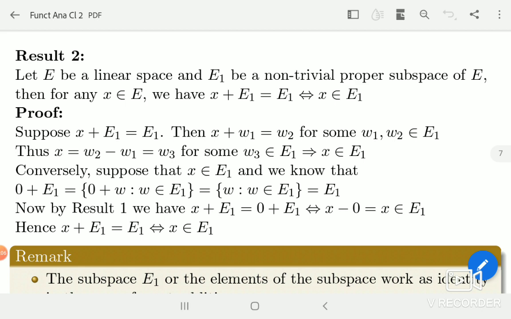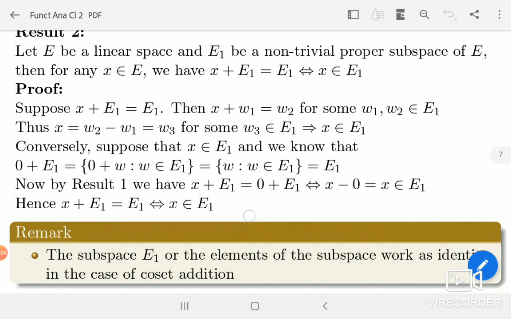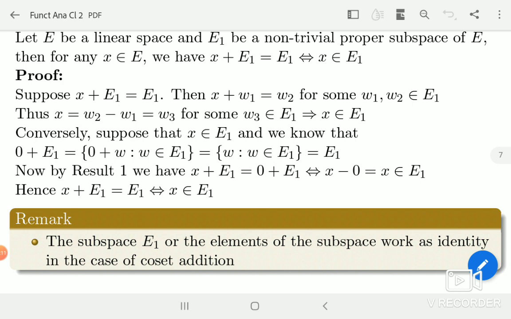Okay, we'll go to the proof. It is a very trivial proof, but we will still go through it. We take the first part, that x plus E1 is equal to E1. Then x plus W1 is equal to W2 for some W1 and W2 in E1. So I take x as W2 minus W1. Again, E1 is a subspace, so I can apply the linearity condition and we get x equal to some W3 for some W3 element of E1. That means x is in E1.